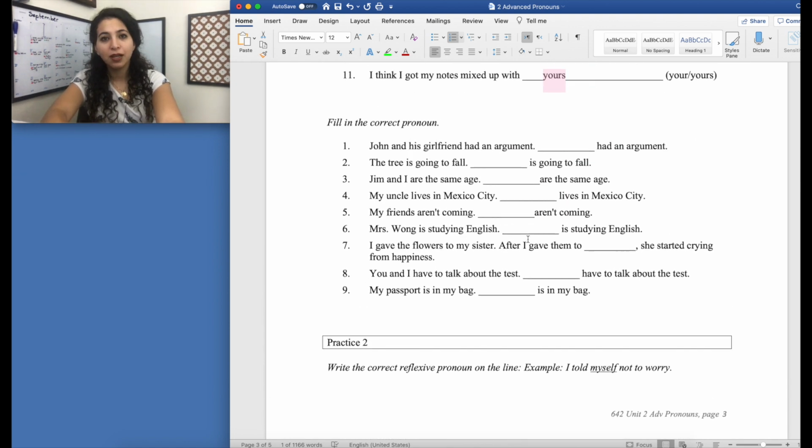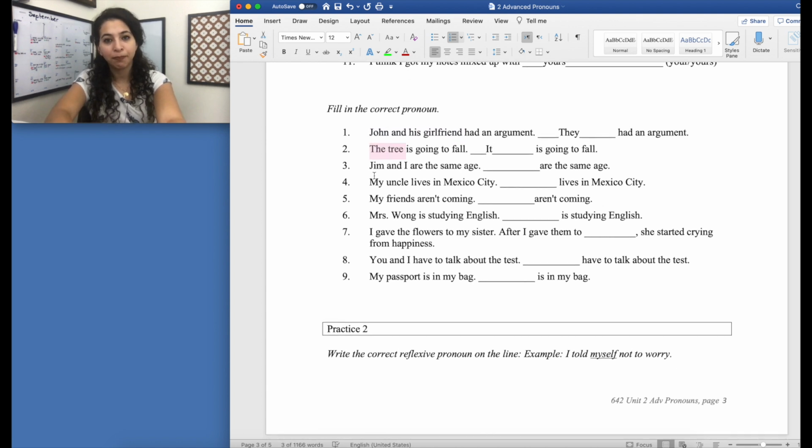Okay, so for this one, we are going to fill in the correct pronoun. John and his girlfriend had an argument. They had an argument because it is replacing, it's a subject, right? Subject pronoun, so it's replacing John and his girlfriend. The tree is going to fall. It is going to fall. Again, the tree, the subject is being replaced. Jim and I are the same age. We are the same age.